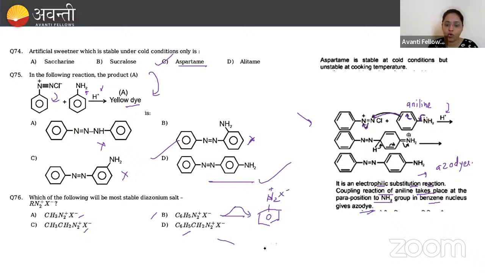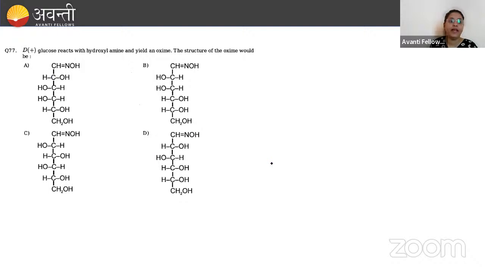Okay, here what has happened is a benzene ring is present. Next to that benzene ring, CH2 is present, and after CH2 the diazonium salt is present. This is again a primary diazonium salt, and this is not stable. The most stable diazonium salt is the one which is attached to the benzene ring. Right? Any doubts in this? Okay, let's move on to the next problem.